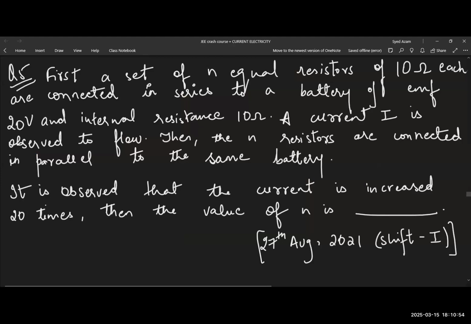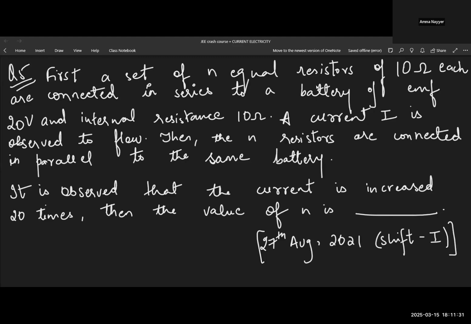Yes. So this says that first, a set of n equal resistors of 10 ohm each are connected in series to a battery of EMF 20 volt. Internal resistance is given as 10 ohm, right? A current I is observed to flow. Then n resistors are connected in parallel to the same battery. Means initially they are connected in series, then they are connected in parallel. And we need to find out the value of current, right? Now, it is also saying that the second value of current is 20 times the first one.